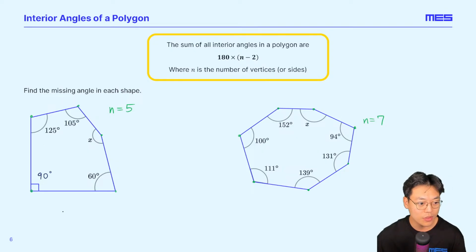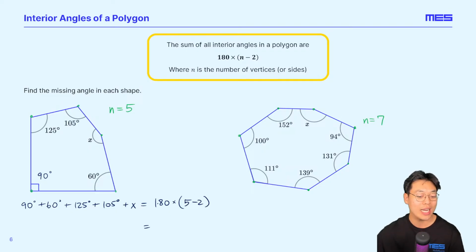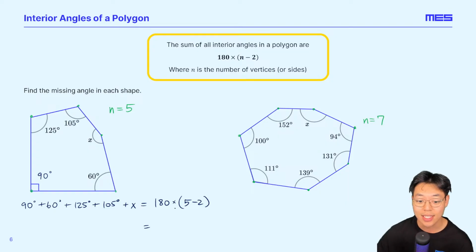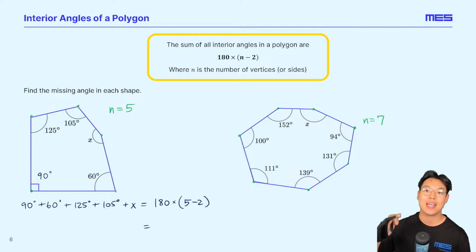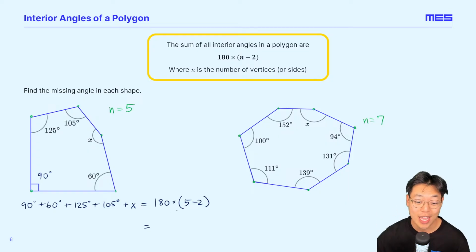should equal, right? Let's write these all down. So 90 degrees plus 60 degrees plus 125 degrees plus 105 degrees. Don't forget the x, and this should all equal 180 times our n, which is 5, minus 2. And we just found what 180 times 5 minus 2 is, right? 180 times 5 minus 2 is just 180 times 3, which is 540 degrees. And I don't want to forget my degree measure here as well, 540 degrees.